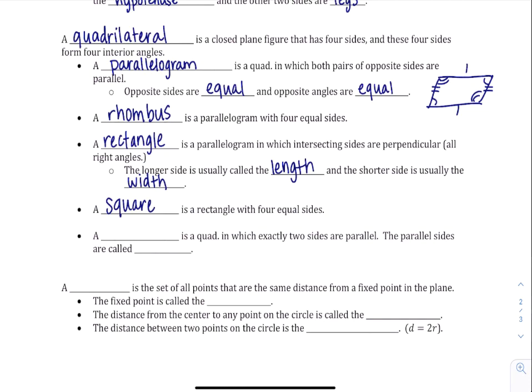And then finally, we have a trapezoid. And a trapezoid is a quadrilateral where exactly two sides are parallel. So in a parallelogram, both pairs of sides were parallel, and in a trapezoid, only one pair. And so you're looking at something that would look maybe something like that, where you do have one pair parallel. The sides that are parallel are going to be called bases.